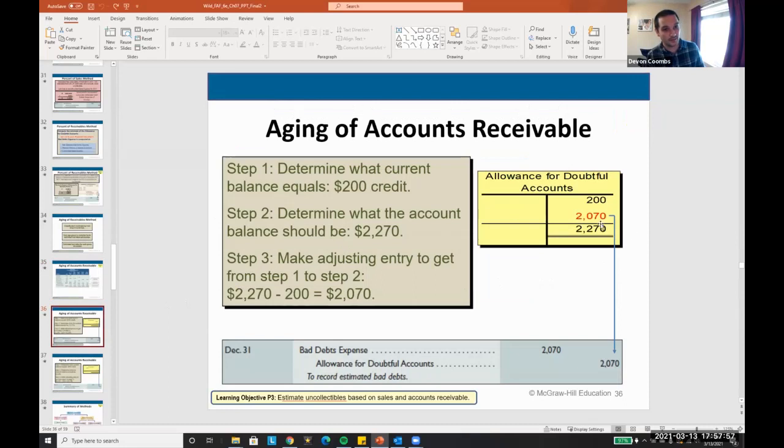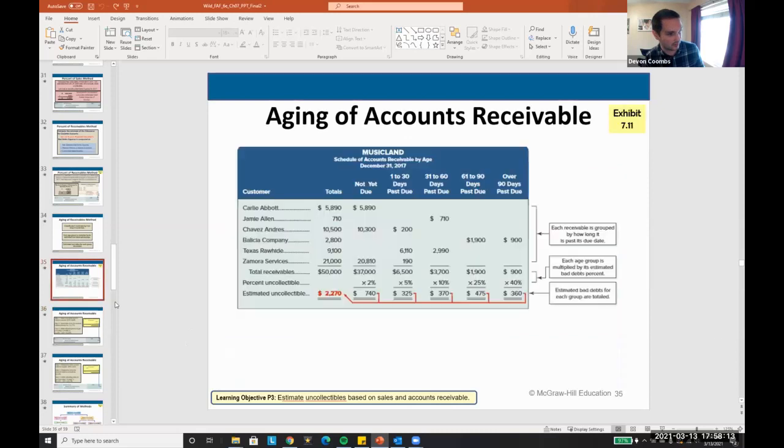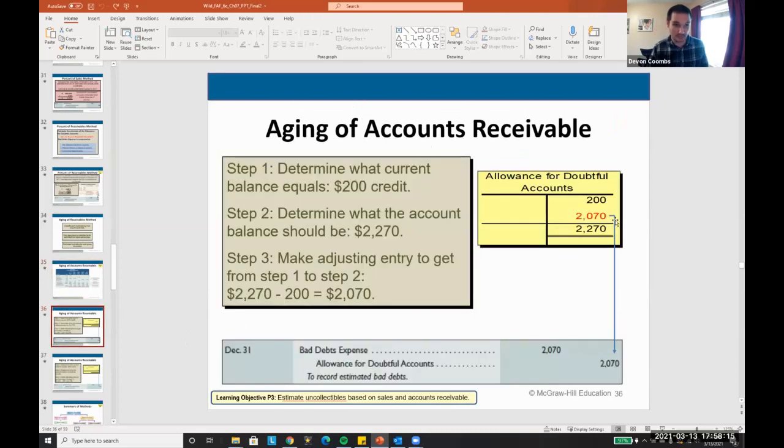And so what we do here is the same method as the percent receivables method for the truing up. We just would true up the balance to what it's supposed to be. So if we had a $200 balance at the beginning of the period, and then we know it needs to be 2270 through our calculation here, we'd make the adjusting entry of 2070, the plug.